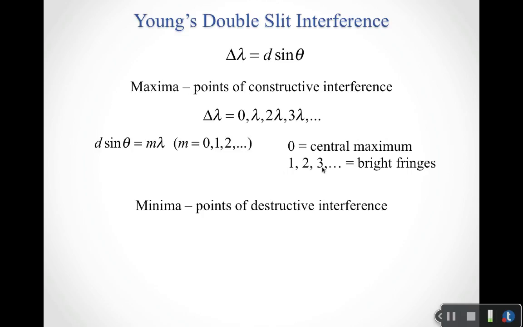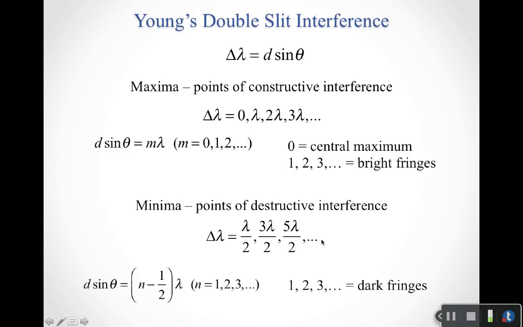The second option I've got, or at least the second specific point I might be interested in, is if the point I'm interested in happens to be a minima. So those are cases where those points correspond to destructive interference, which means that my path difference has got to be equal to these half wavelength values. So half a wavelength, 1.5 wavelengths, 2.5 wavelengths on up.